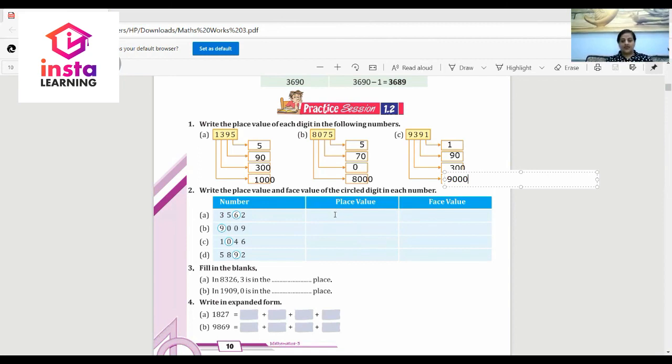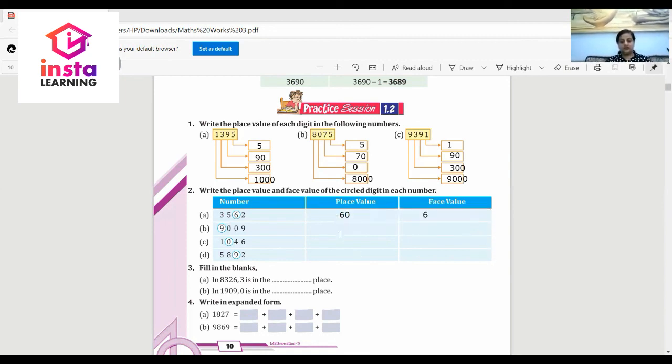So place value is, it is the place value, that is 60. Why? Because 2 is at ones place and 6 at tens place. We will start from the right side and we will say ones, tens, hundred, thousand like this. And this face value is the same, that is 6. The number itself is the face.